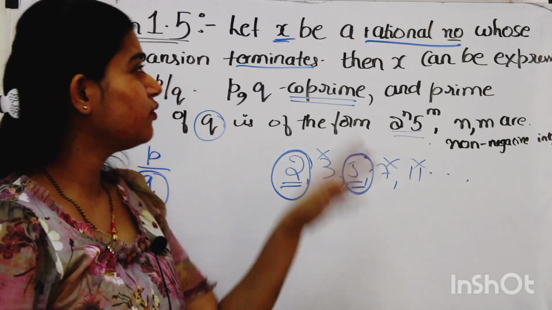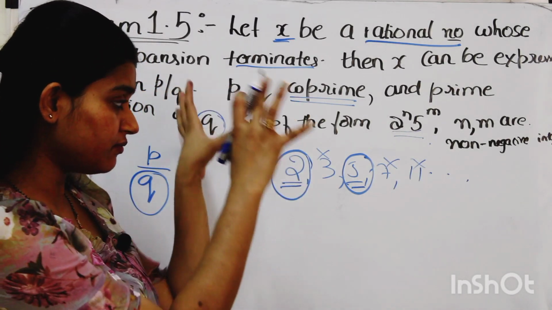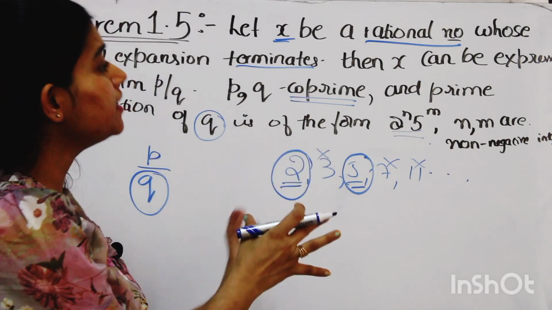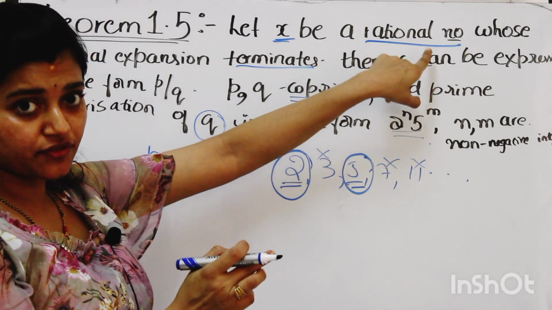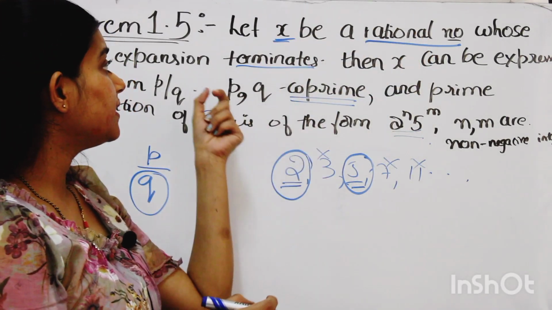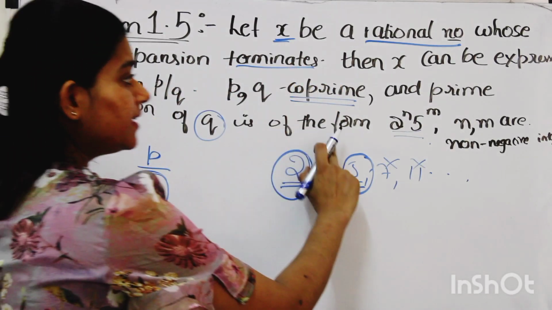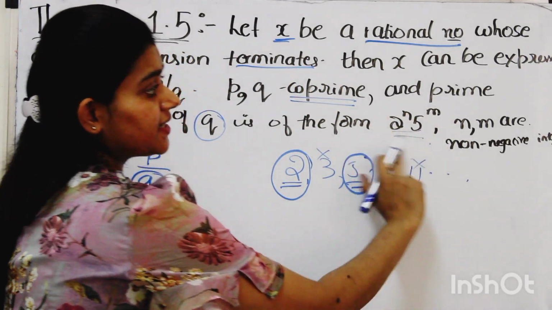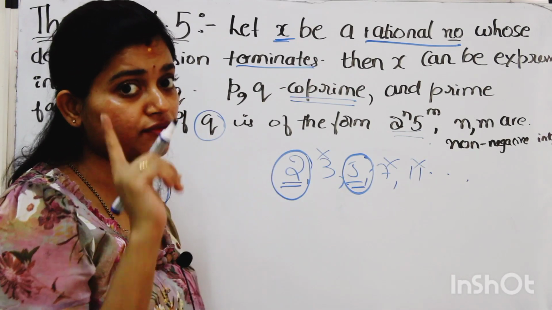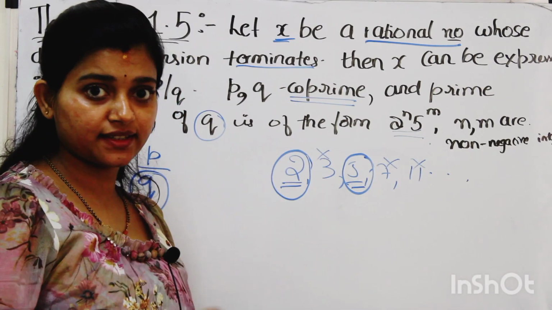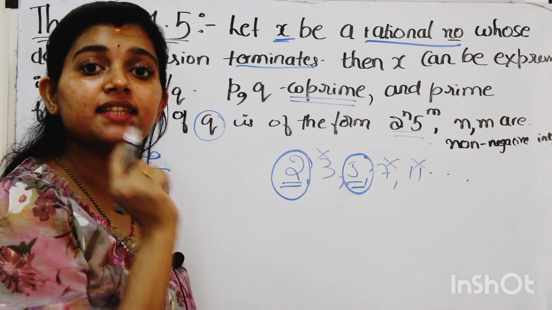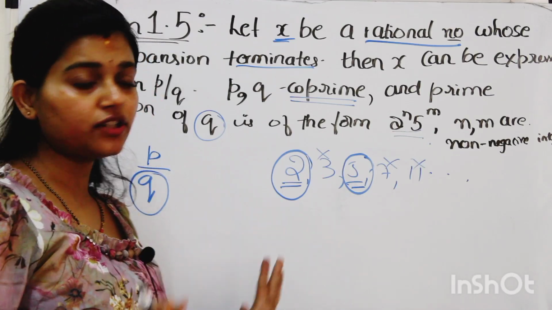So remember, this is a very simple theorem. If a rational number terminates, if its decimal expansion terminates, then its prime factorization is always in the form of 2 or 5 or maybe 2 into 5, but never does 3, 7, or 11 come. It will not come.